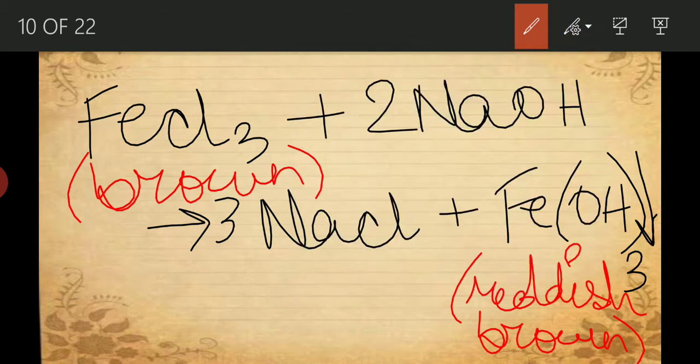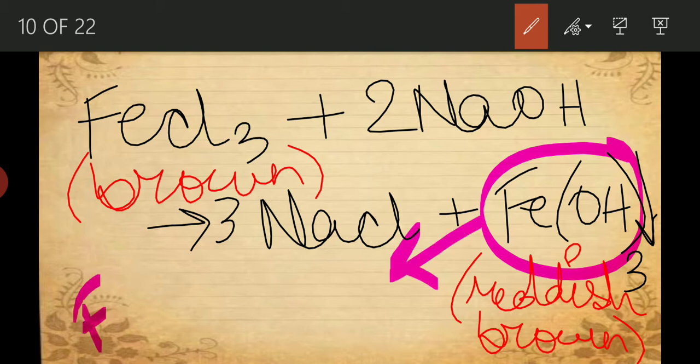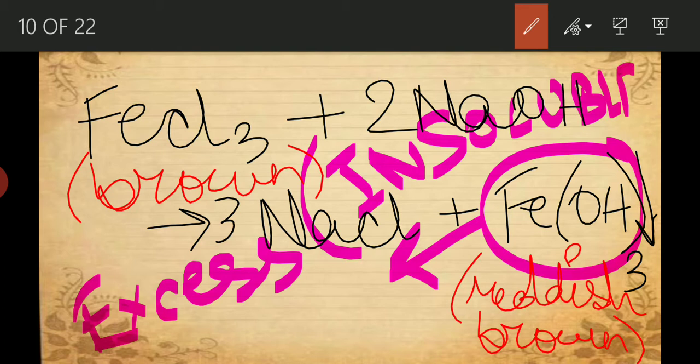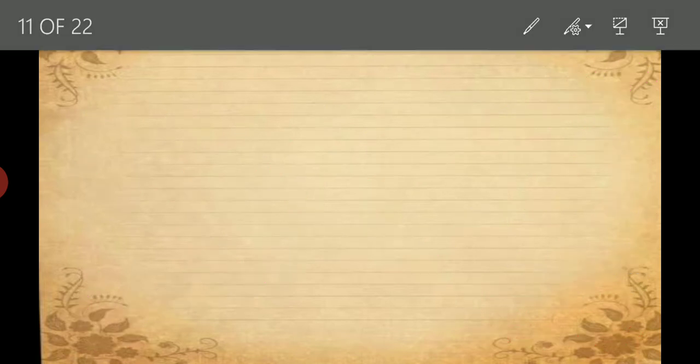Now, if you add more NaOH, that means in excess, then it will still remain insoluble. That means if you add more NaOH to Fe(OH)3, it will still be insoluble. Next is copper. Okay.